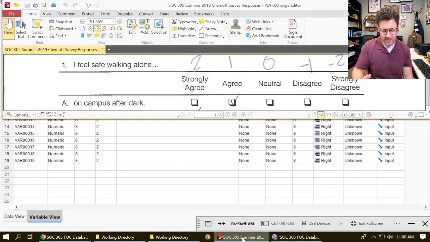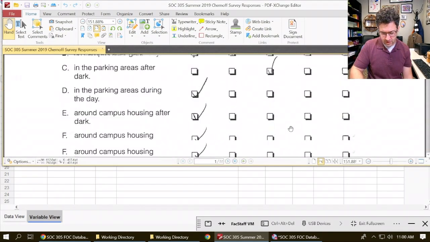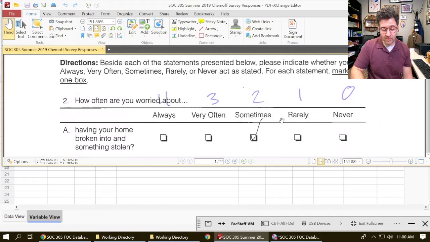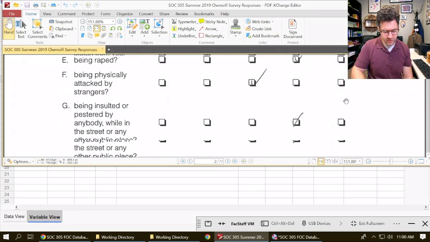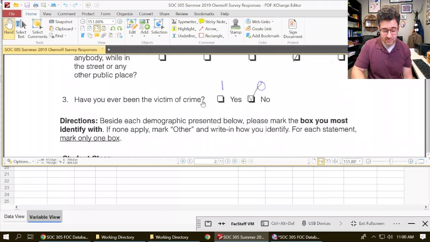Remember to also pay attention to the annotated survey. Here, when it comes to this, I feel safe walking alone on campus, we're talking about strongly agree to strongly disagree. But then when we get into the questions about fear of crime, we actually are talking about never, rarely, sometimes, very often, or always. So the numbers themselves can change. Here it's 0 to 4, and the labels themselves can change as well. So pay attention to each set of questions. Again, if you scroll down and we get to this question about, have you ever been the victim of crime before, we have the numbers 1 and 0, but we'll replace the ones with yes, and we'll have all the zeros be connected with that word no. Okay, so that's another way you can get your data ready for analysis.